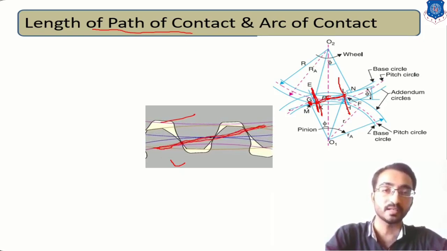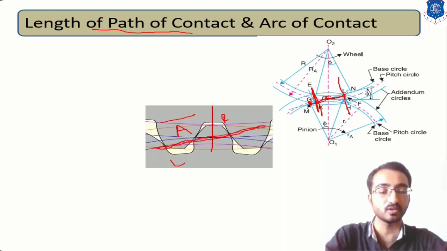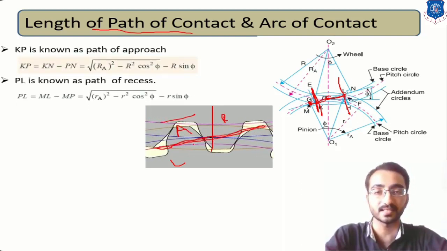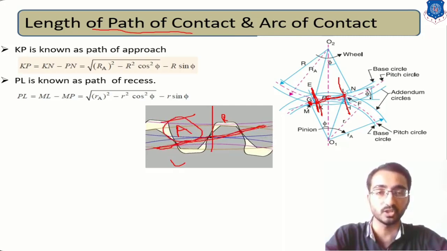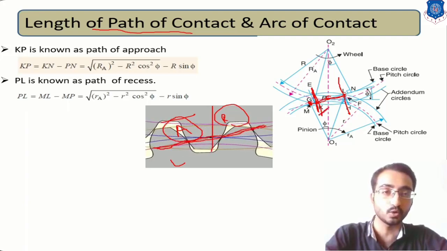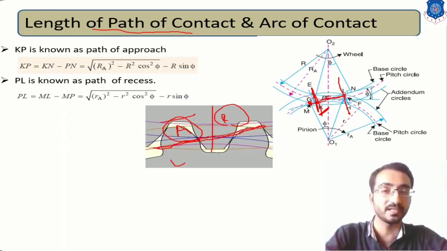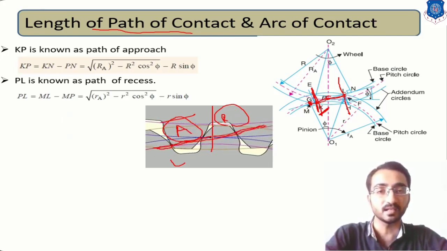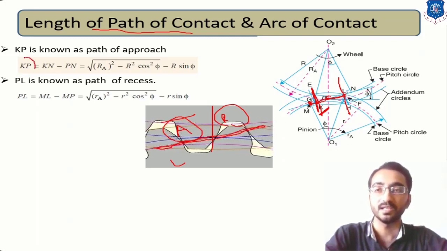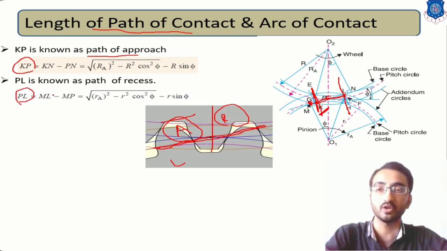If you divide this engagement into two terms, the first one is approach and the second one is recess. So, length of path of approach and length of path of recess. Approach means the advancement or initial position and recess means the later part. You can observe that K to P is the distance where the engagement is beginning and it reaches its maximum level, and then slowly disengagement starts from point P till point L. So this distance KP is known as the length of path of approach, and this PL is known as the length of path of recess.